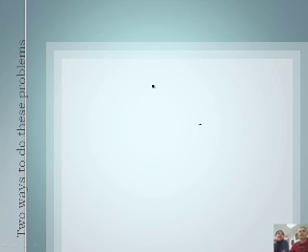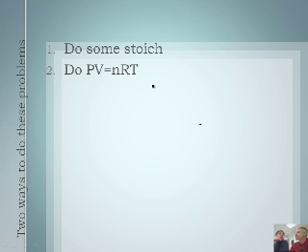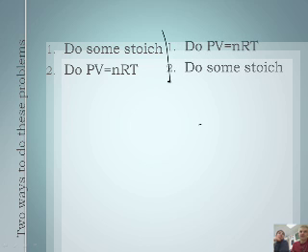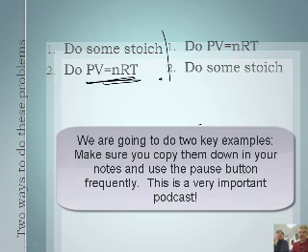So there are 2 ways to solve these problems. You can, A, do some stoich, and then do PV equals nRT. Or B, do PV equals nRT, and then do stoich. It depends on what you're starting with. PV equals nRT is your equation. You're going to use this over and over. We've done this before. Now we're going to mix it with stoichiometry.